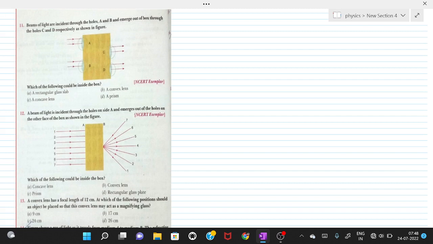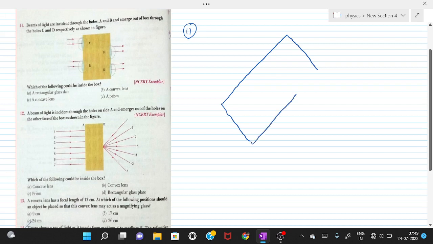What optical device is kept inside the box? The options are: option A a rectangular glass slab, option B a convex lens, option C a concave lens, and option D a prism. For question number 11, this is possible only when there is a rectangular glass slab inside the box, and the slab must be inclined in this way.